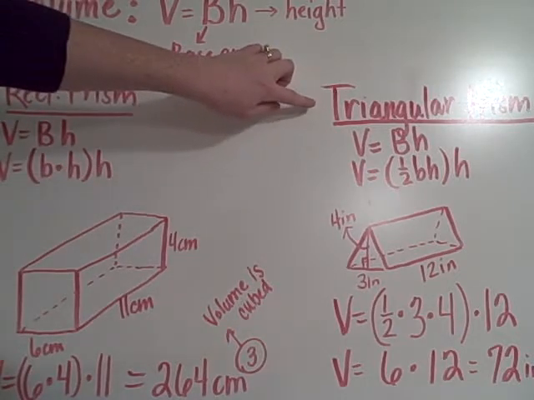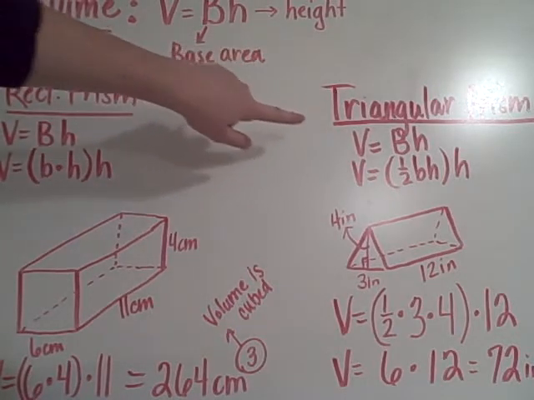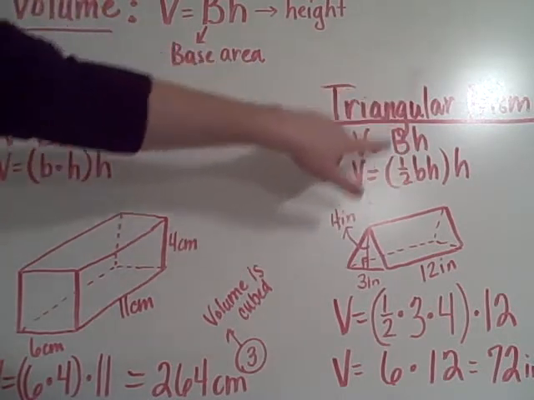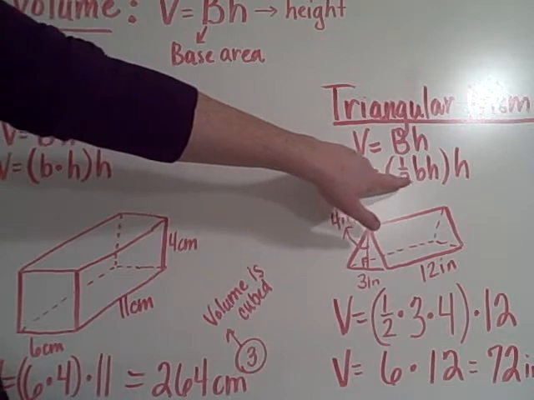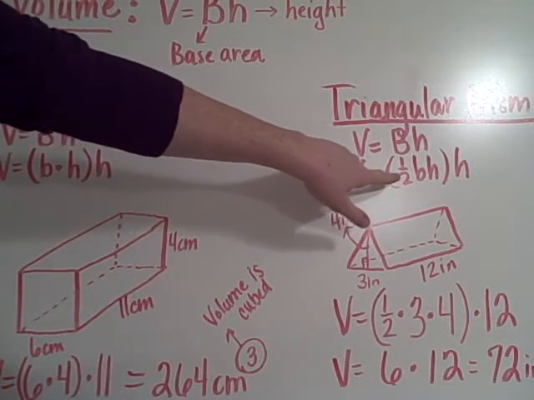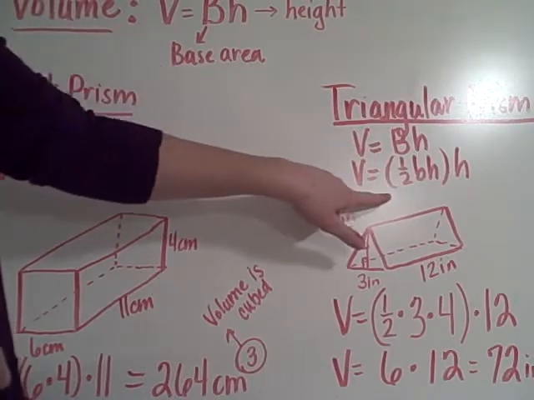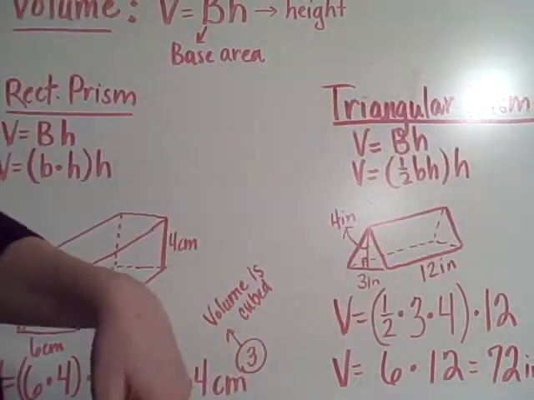Move over to the triangular prism. Again, we use volume is equal to base times height. In a triangle, the base is going to be a triangular shape. So we're going to use volume is equal to 1/2 base times height, because that is our base, times the height of the whole figure.